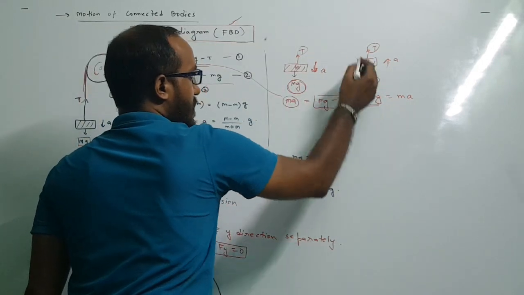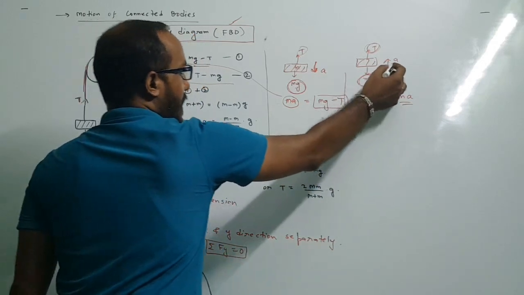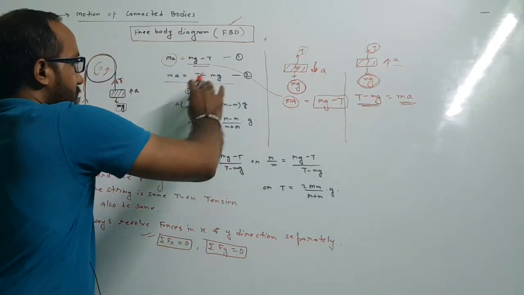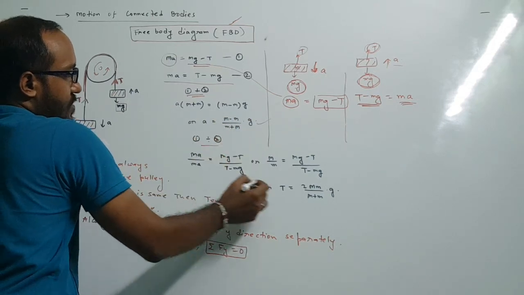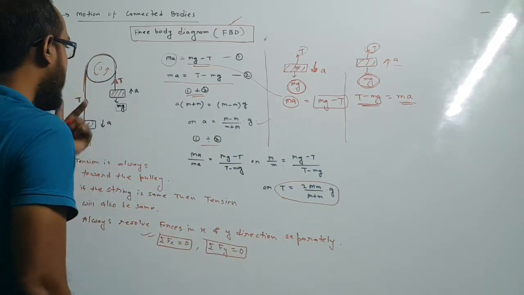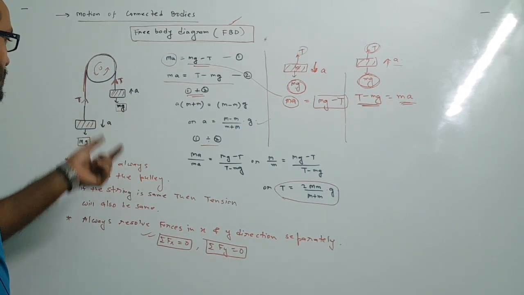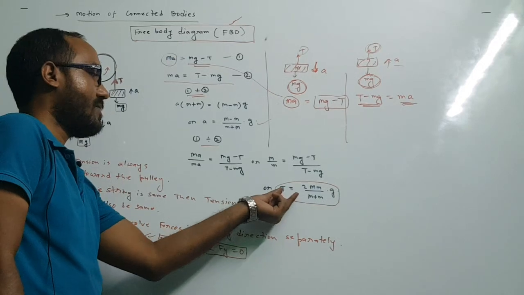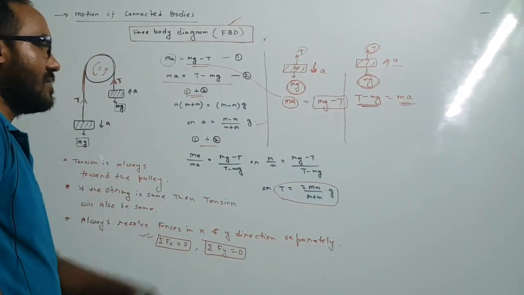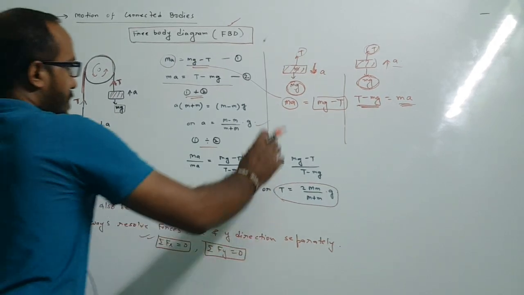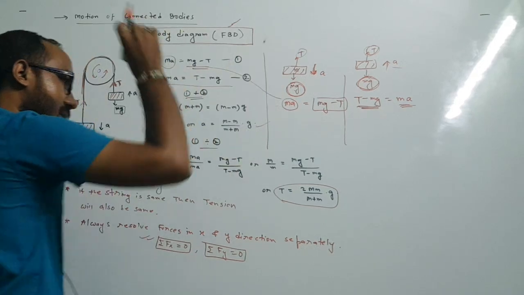So T is greater than Mg, so T minus Mg should be equal to mass times acceleration. Solve these two equations and you will get the acceleration. Divide these two equations, you will get the tension. In this type of question, they will ask you to find the tension, the mass, the acceleration, whatever they ask. Always remember, you have to draw the FBD, write the equation, solve the equation, and you will get everything.